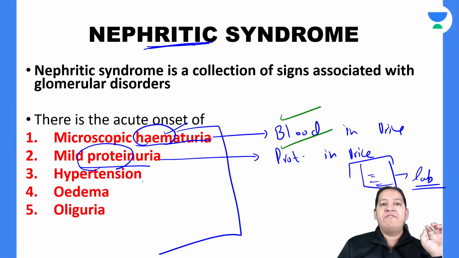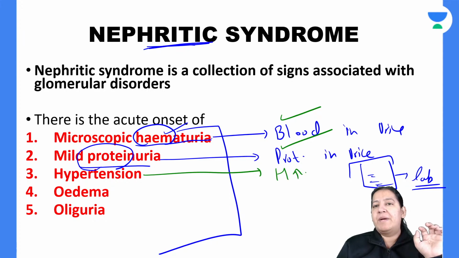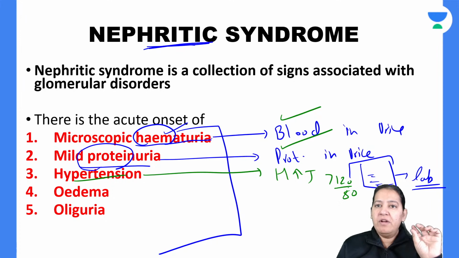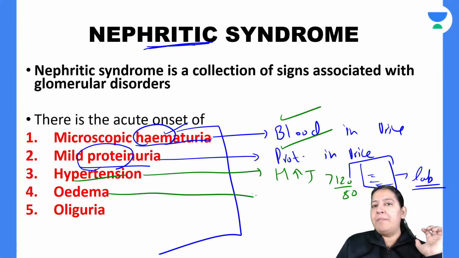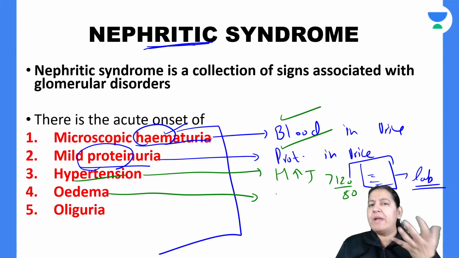The third thing, when you measure the blood pressure of this patient, you will find this patient is hypertensive. The blood pressure is more than 120/80. So you will notice this patient is hypertensive. This patient will also complain of edema over the face especially or any part of the body.